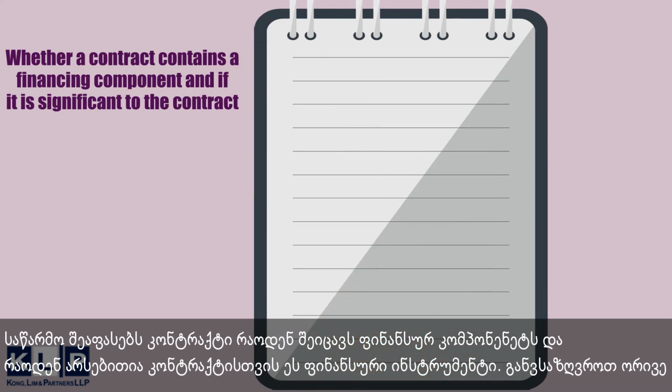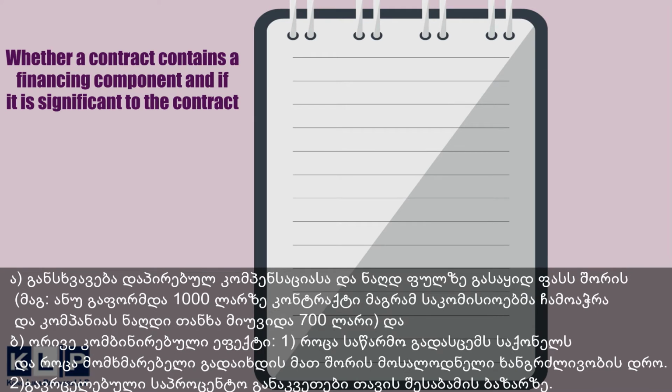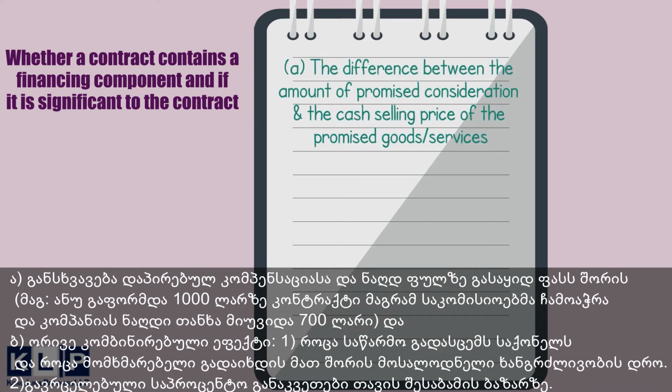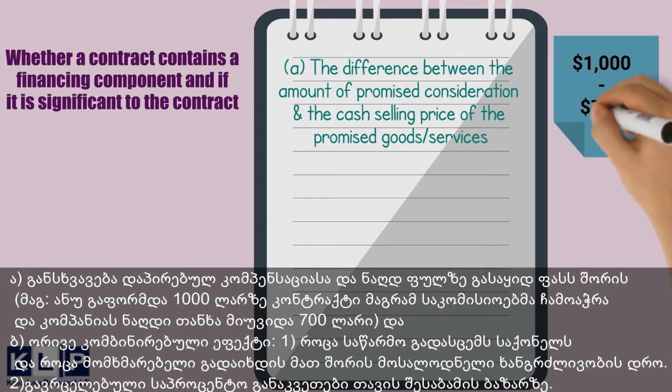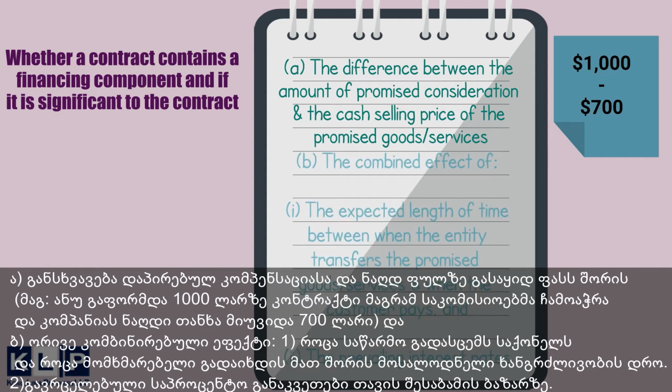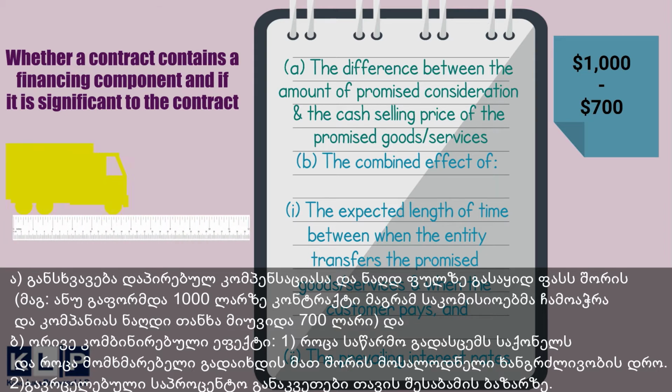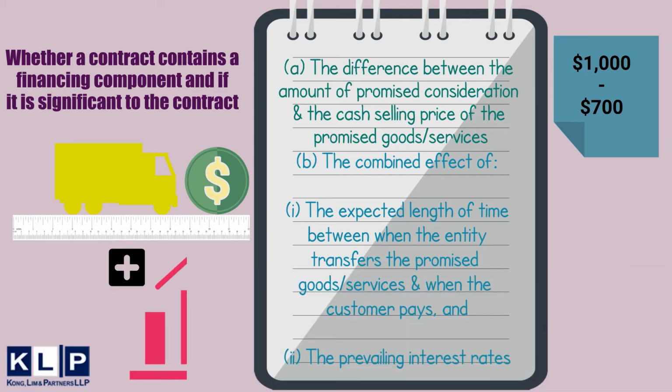An entity shall assess whether a contract contains a financing component and whether that financing component is significant to the contract by determining both of the following. A. The difference, if any, between the amount of promised consideration and the cash selling price of the promised goods or services, and B. The combined effect of both of the following. Firstly, the expected length of time between when the entity transfers the promised goods or services to the customer and when the customer pays for those goods or services, and number 2, the prevailing interest rates in the relevant market.